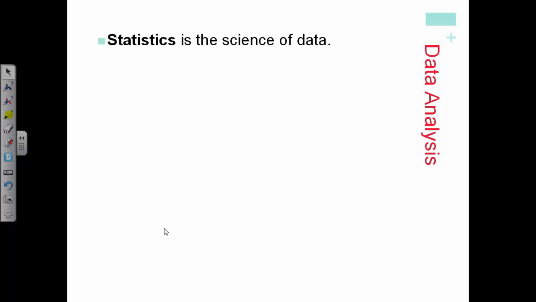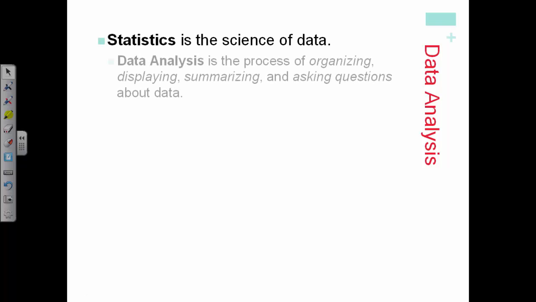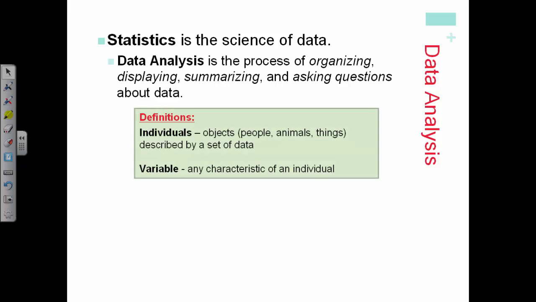We'll start with statistics. It is the science of data. We use data analysis to organize, display, summarize, and ask questions about the data. Two definitions to begin with are individuals. These are objects described by a set of data. They can be people, animals, or things. And a variable, which is a characteristic of an individual.